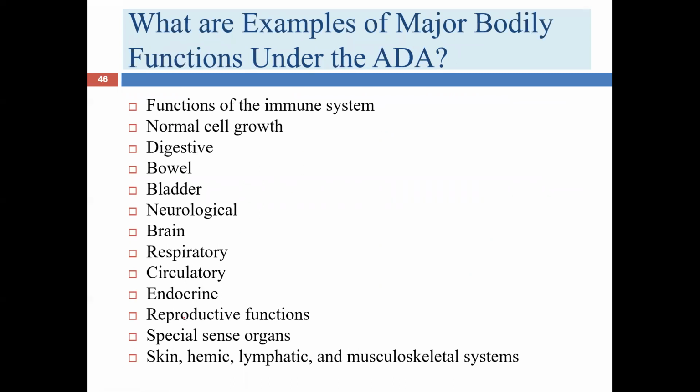So here are these various functions, and you can see reproductive functions. As we talked about before, jobs aren't going to require a person to be able to reproduce, but that is certainly a major bodily function, and that would be covered. So a person, for example, who needed time off for surgery to address an infertility problem would be covered as a disabled person. And basically any bodily function you can think of is going to be covered here.